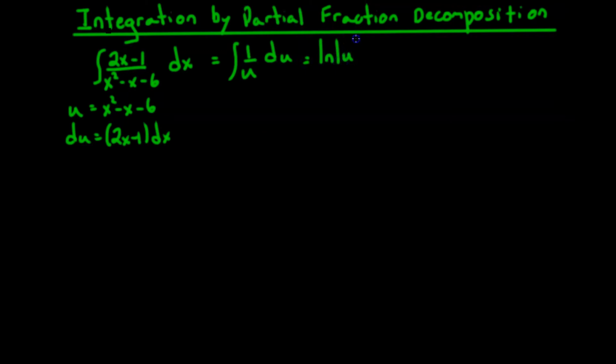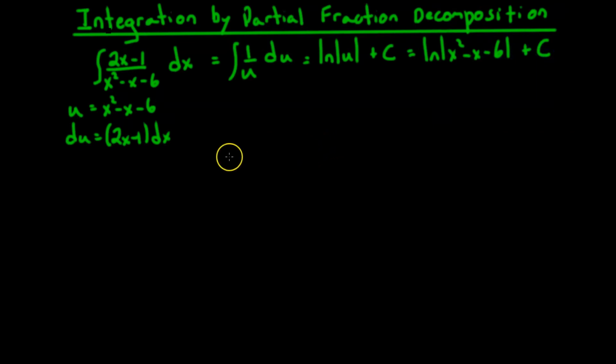Now, the integral of 1 over u is the ln of u. We've sort of gone over that before when we did derivatives, right? The derivative of the ln of u is 1 over u. The integral is the opposite, except we need to add that constant for indefinite integrals. And then we can just replace u back with x squared minus x minus 6 plus c.